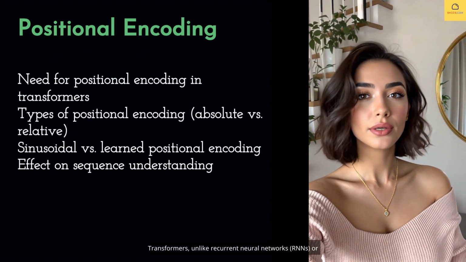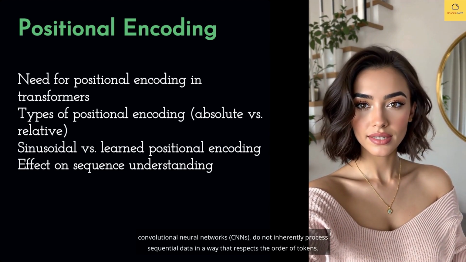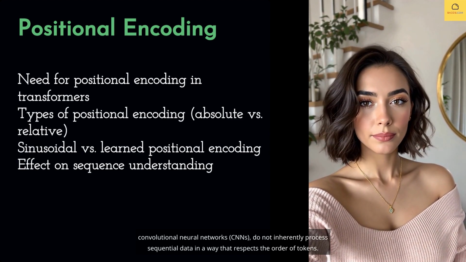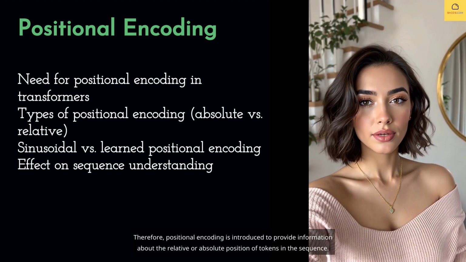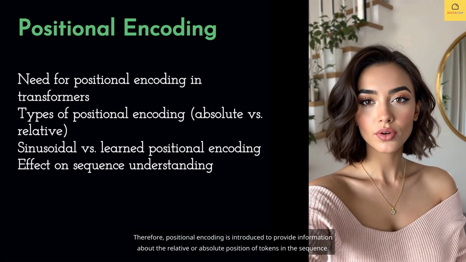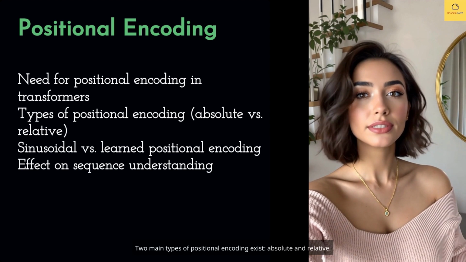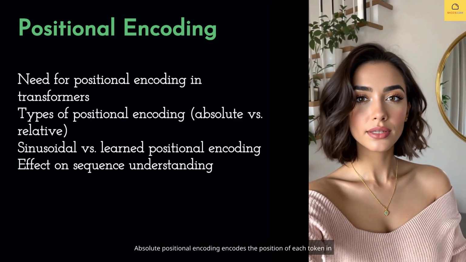Transformers, unlike recurrent neural networks (RNNs) or convolutional neural networks (CNNs), do not inherently process sequential data in a way that respects the order of tokens. Therefore, positional encoding is introduced to provide information about the relative or absolute position of tokens in the sequence. Two main types of positional encoding exist: absolute and relative.